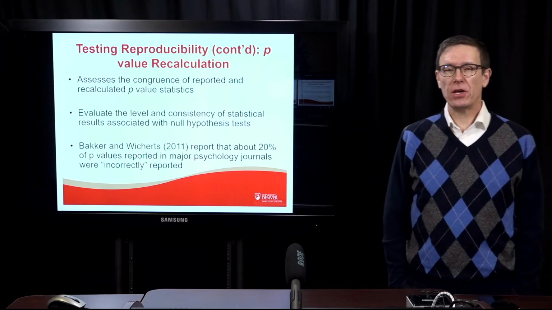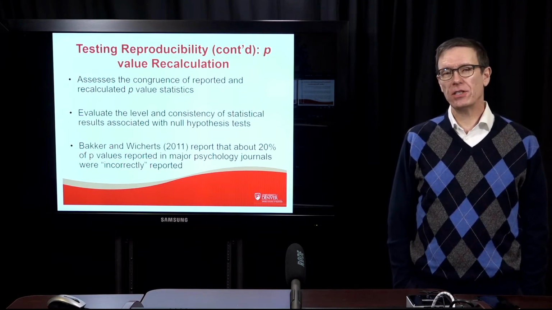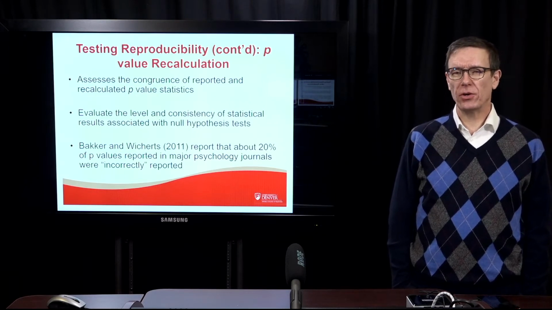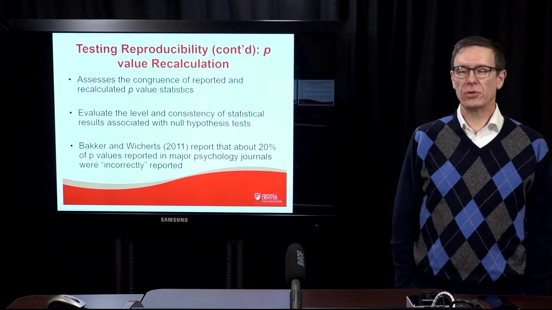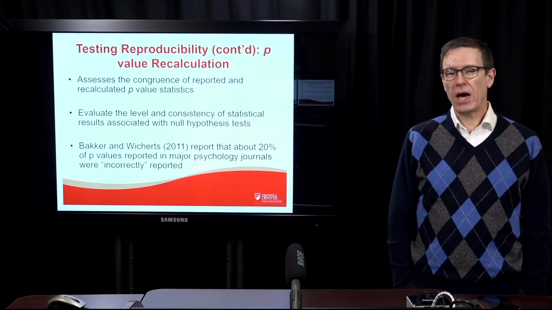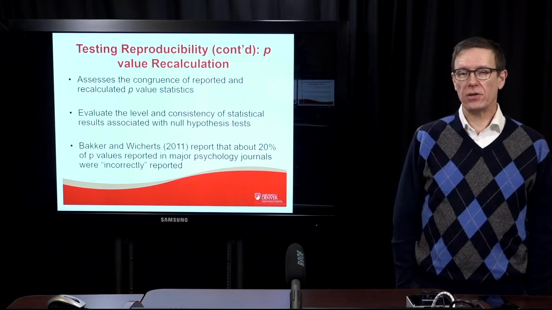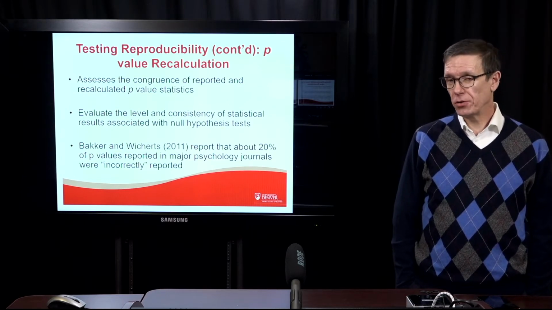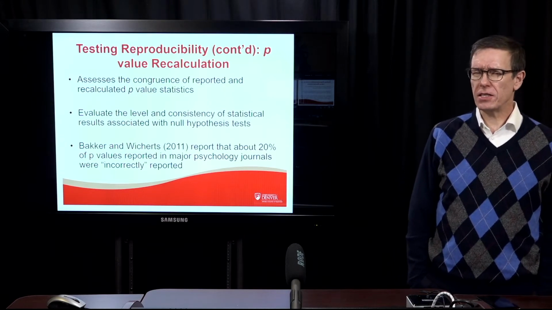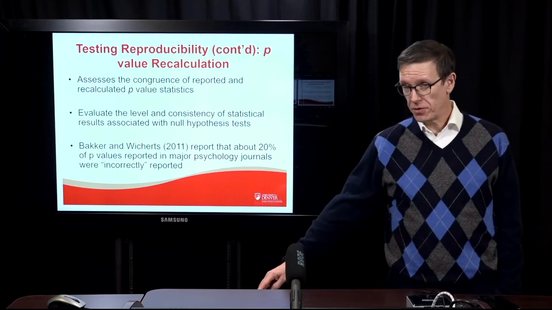A second method that can be used for testing reproducibility is recalculating the significance values. What this allows us to do is assess the equivalence or congruence of the reported and recalculated p-value statistics. It allows us to evaluate the level and consistency of the statistical results associated with null hypothesis tests. Bakker and Wicherts report that in doing this, they found about 20% of significance values of articles appearing in major psychology journals actually had differences, which they concluded were due to human error. So you can see this particular approach has yielded some interesting results in previous research.